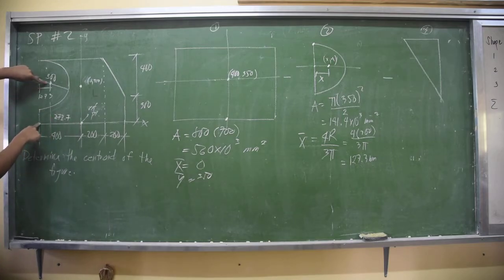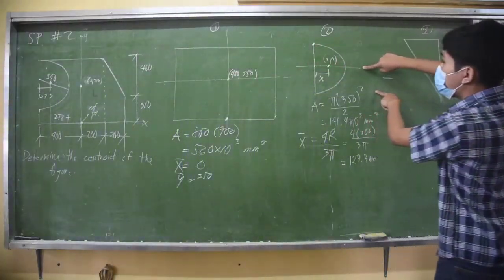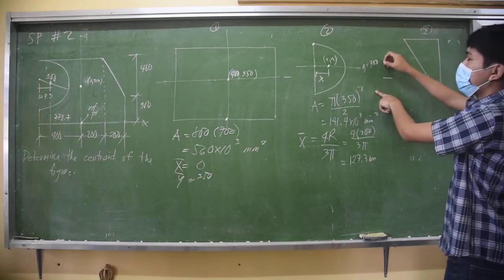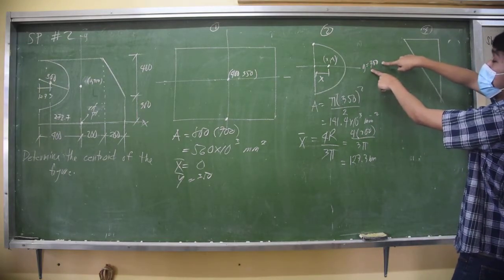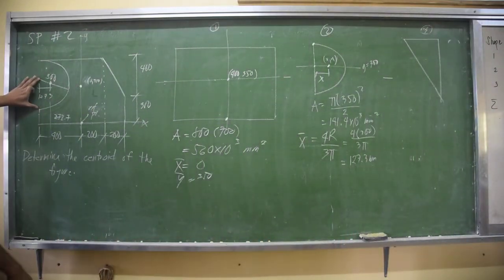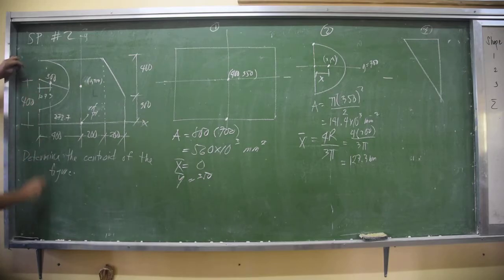How about its height? Its height is just half, its radius. So, y is equal to half of the diameter, which is the radius, which is also 300. So, from our reference point, the height of its y is 400.